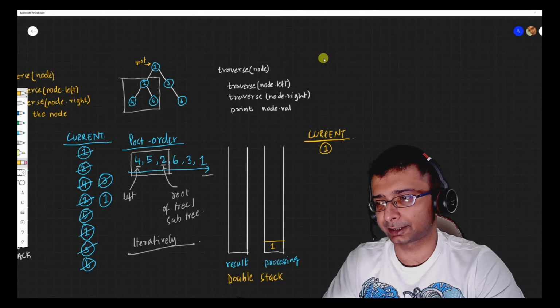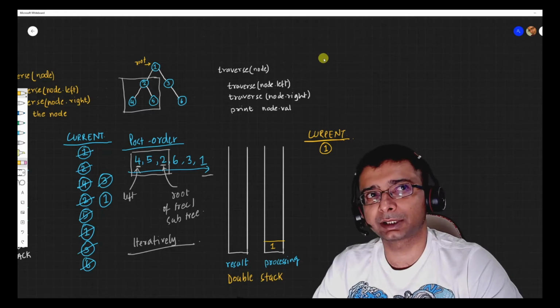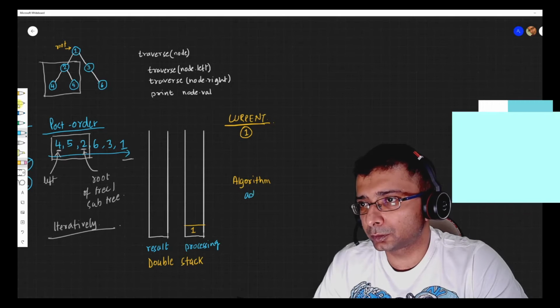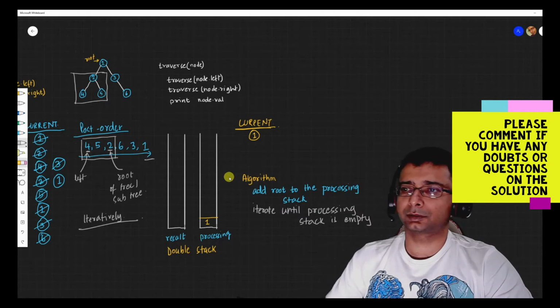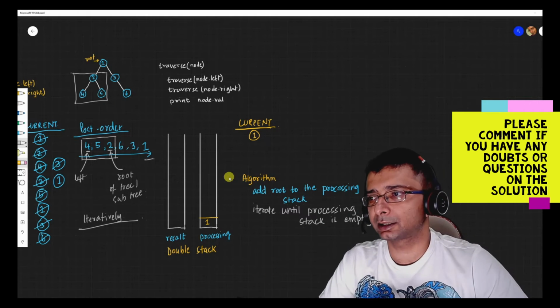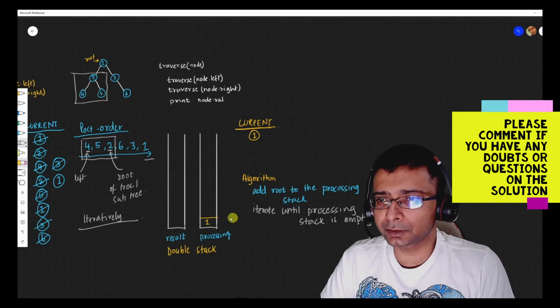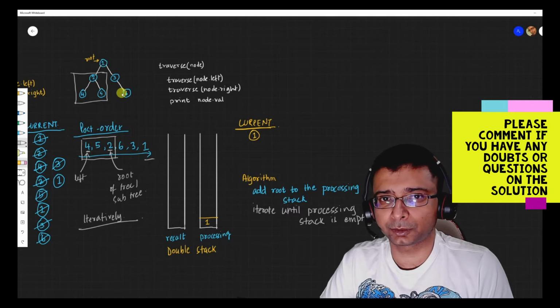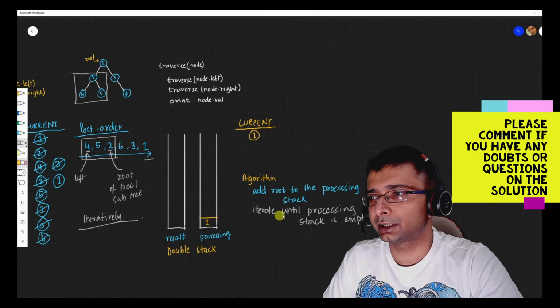So I put it inside, and let me put the algorithm over here at the same time so that it becomes easier for you to understand. The first thing that we are going to do is add root to the processing stack. The second step is that we are going to iterate until the processing stack is empty, and it's never going to be empty because as we go on, we are going to continuously add the left and the right child to it until we hit a null.